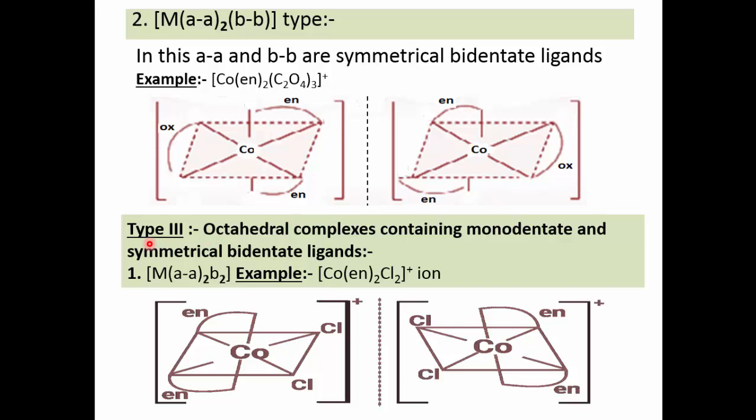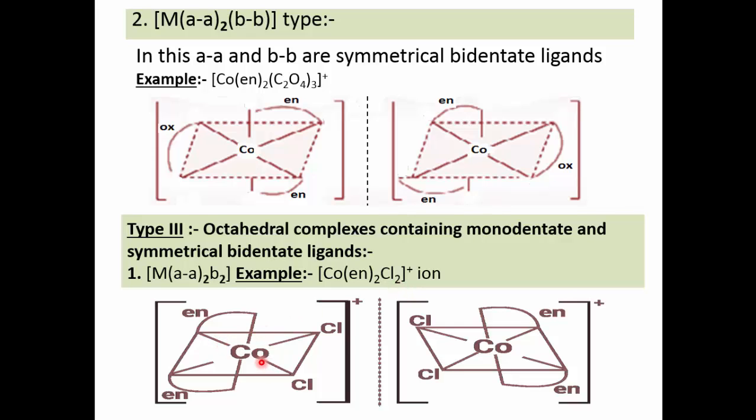Now see type number three, octahedral complexes containing monodentate and symmetrical bidentate ligands. So this complex contains a monodentate ligand and a symmetrical bidentate ligand. For example, AA is a symmetrical bidentate ligand and B is nothing but a monodentate ligand. For example, see this cobalt: two ethylene diamine molecules are attached as well as two chloride ions, which are monodentate ligands. This is the structure.